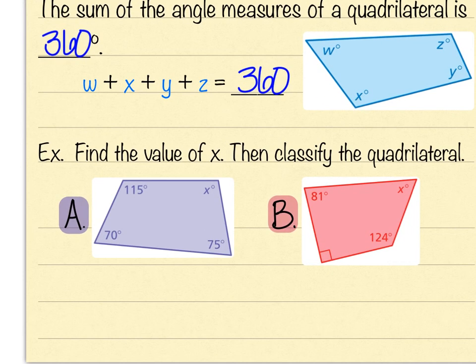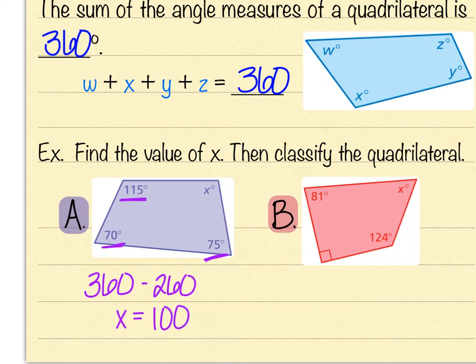And so what I'm going to do is I know that they have 360 degrees, so I'm going to start with 360, and then I'm just going to add up the angles I already have, the 115, the 70, and the 75. If I add those up, I'll know how many degrees I already have so far. So when I add those up, I get 260. I'm going to subtract 260 away from 360 to know what X has to be. And when I do that, I find out X is just 100 degrees.